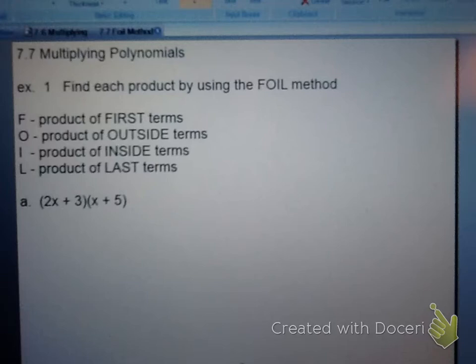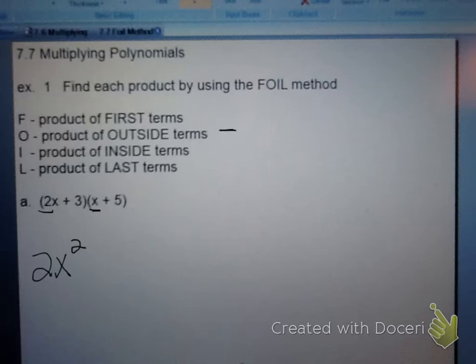Now we're going to cover part of 7.7, which is multiplying polynomials. We are going to multiply polynomials using the FOIL method. The F stands for the product of the first terms. The 2x and the 1x are the first term in each binomial, so we would multiply those two together. Product means to multiply. So 2x times x is 2x squared.